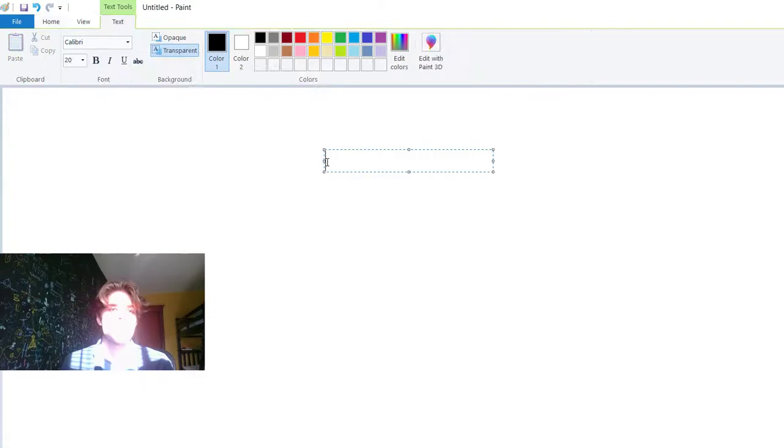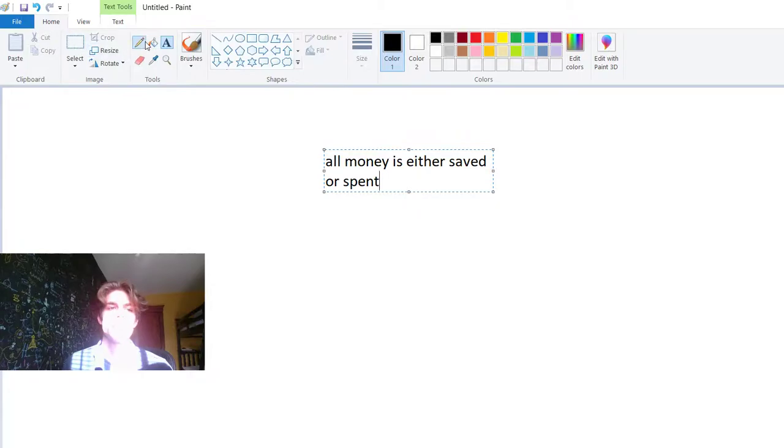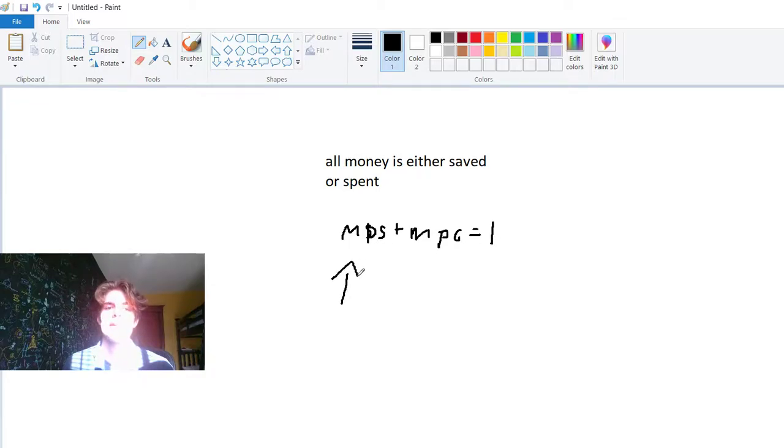This is a pretty important idea. All income or all money is either saved or spent. All of it. There's nothing else we can do. We either save or spend our money. So MPS plus MPC equals 1.